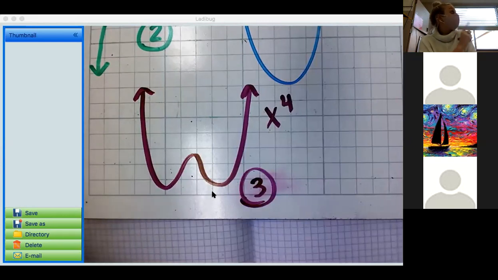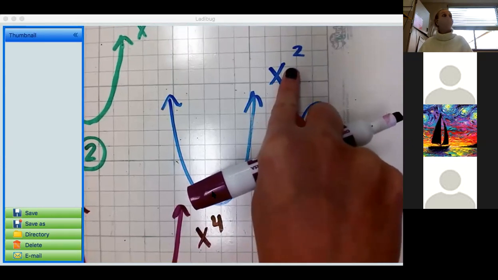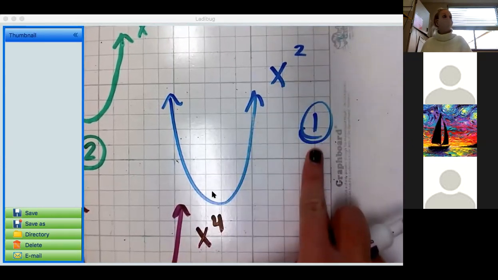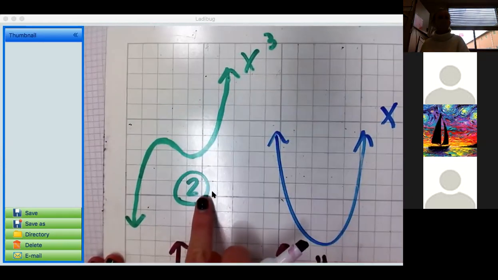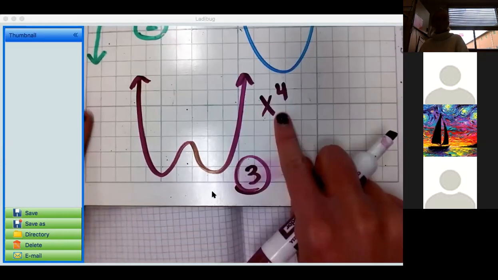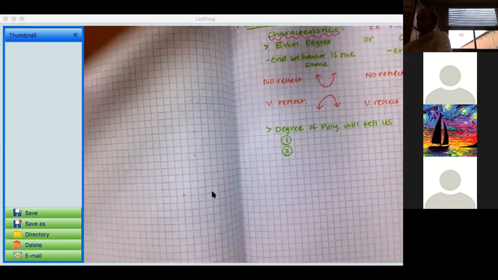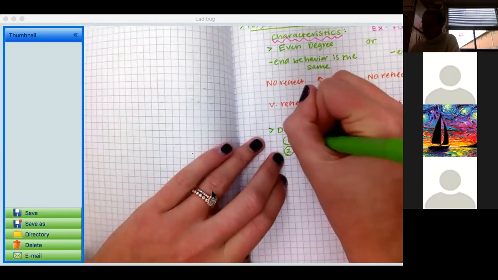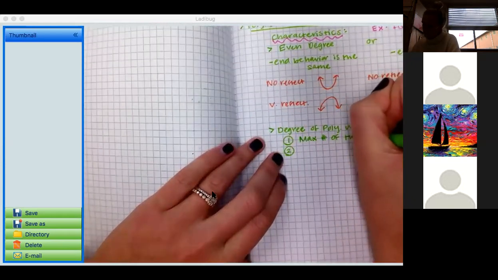It's the degree minus 1. If it is squared, it is quadratic. It has one turning point. If it is cubed, it has 2. If it is raised to the fourth, it has 3. So the first thing the degree will tell you is the maximum number of turning points.